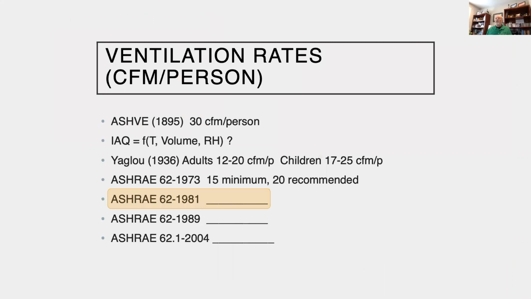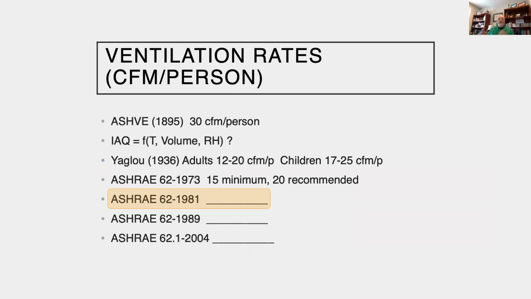So if we look at the ventilation rates in CFM per person, the American Society of Heating and Ventilation Engineers came up with a number, in consulting with the medical community, of 30 CFM per person. And then there was a question of, is indoor air quality a function of temperature or volume or humidity, or do all these things affect it? By the 1930s, there was research at Yale that said no, it really has to do with ventilation and the rates per person. And so Professor Yaglou at Yale came up with rates between 12 and 20 CFM per person for adults and 17 to 25 for children.